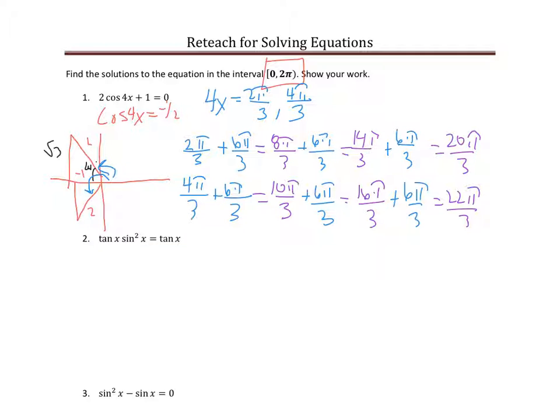So again, just to review, this was 1 rotation, then I went around the circle again, 2, went around the circle again, 3, went around the circle again, 4, because of this right here. This is saying I need 4 rotations. So I'm dealing with all of these problems. So now here are my 8 answers, so now they're equal to my 4x.